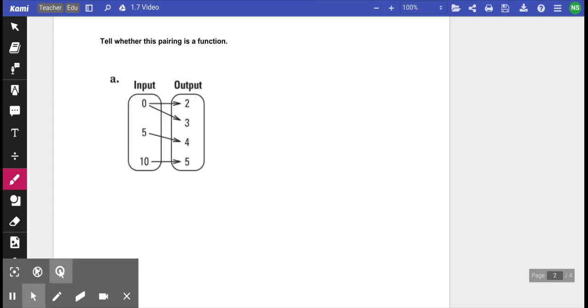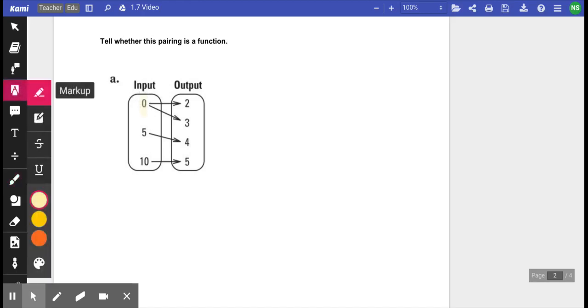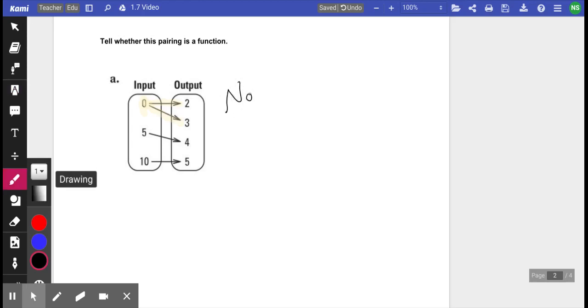And that brings us to our last example for mapping diagrams. You'll be asked to tell whether or not a pairing is a function. And so I'm looking here, and I see the input of 0 is giving two different outputs. And if you ever see one input mapped to two different outputs, you know that that is not a function, because each input needs a unique output.